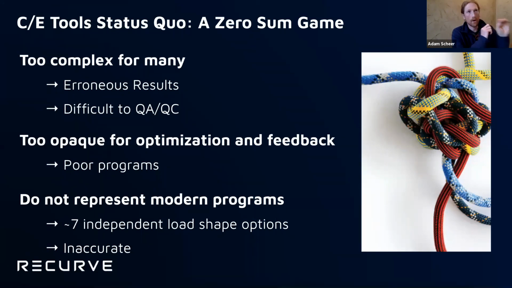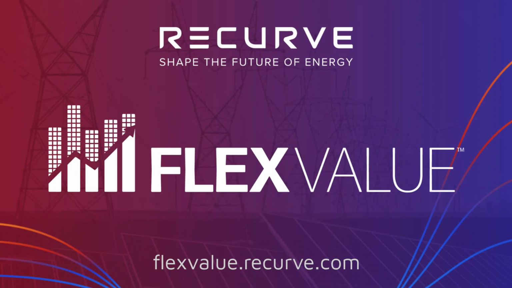But if ultimately the load shapes that you are incorporating into your cost effectiveness calculation are not representative of the program, then you get an inaccurate calculation. It's just a question of accuracy. There's also a need for custom load shapes to be available for the calculation of cost effectiveness so that you can optimize programs, so that you can incorporate additional resources.